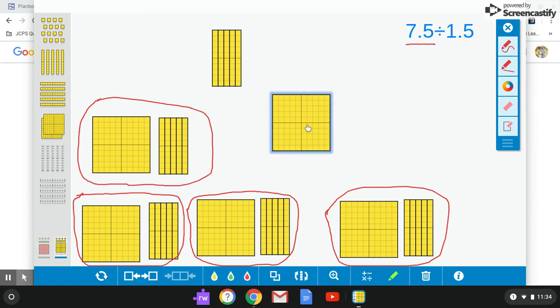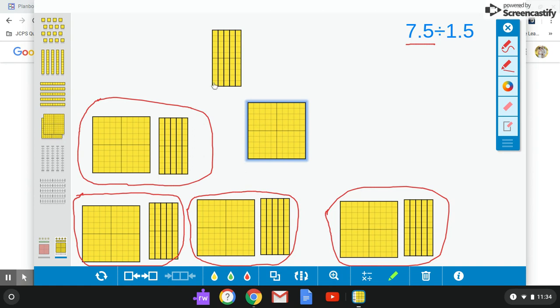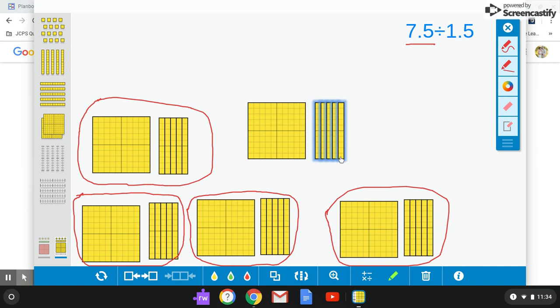And now you can see that I have exactly 1 5/10 left over. So I've made a fifth group of 1 5/10. And as you can see, I don't have anything left over to make more groups with.